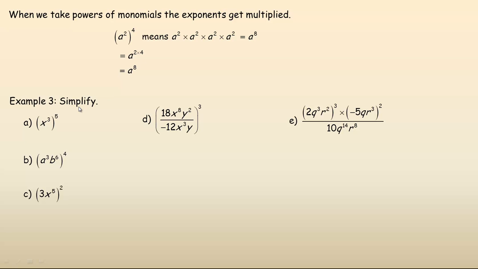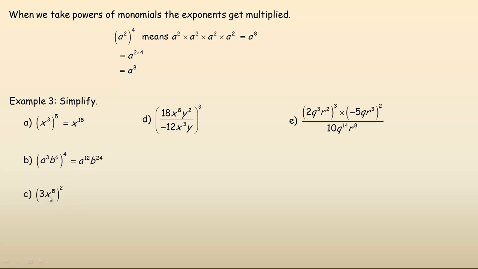Okay, so last example here, number 3, you're asked to simplify x cubed to the power of 5. Power of a power rule, we multiply exponents to get x to the 15. For b here, same idea no matter how big that exponent is in the brackets. This power of 4 means there are 4 of these a cubes, and there's also 4 of these b to the 6. So the 4 just gets multiplied by each of the exponents inside the bracket. 3 times 4 is 12. The 6 times 4 would be 24. So a to the 12th, b to the 24th.